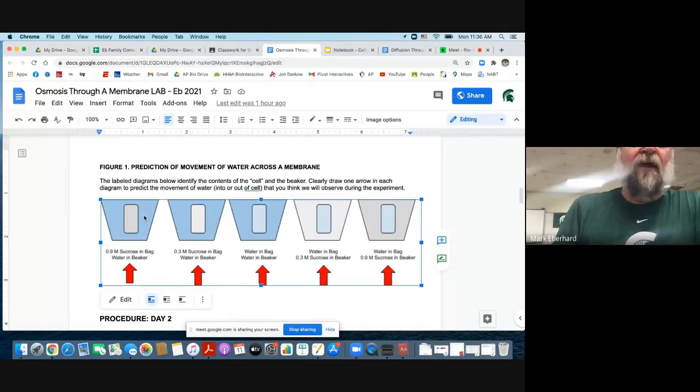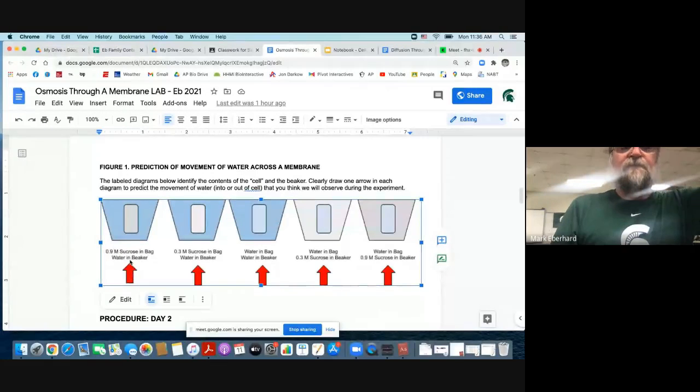So if I look here, my first prediction, I've got a tube that's got 0.9 moles sugar. You'll see the next tube has 0.3 moles sugar. It doesn't matter if you know what a mole is or not. What this just means is 0.9 is 3 times more sugar than 0.3. This has 3 times the sugar of this. This has 3 times the sugar of this, which has no sugar. So keep that in mind.